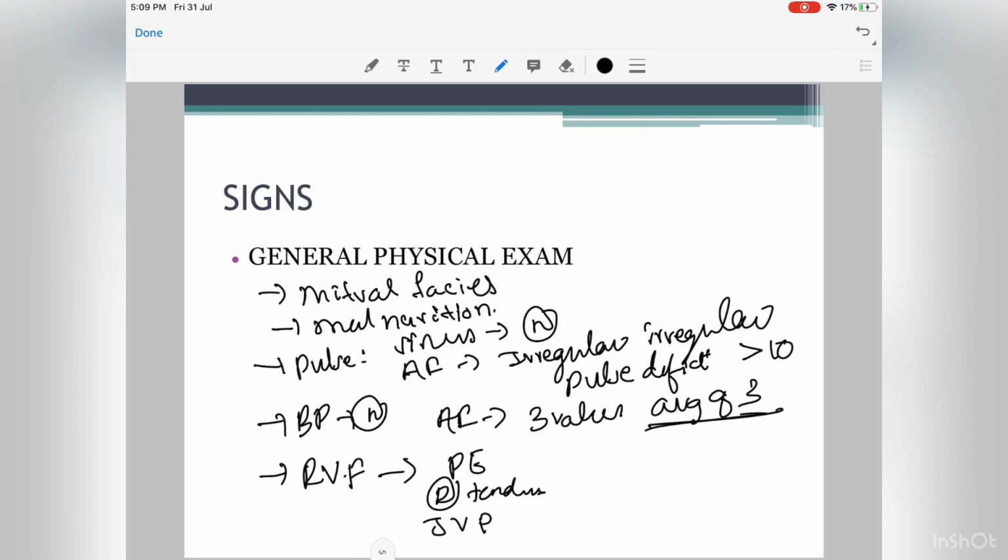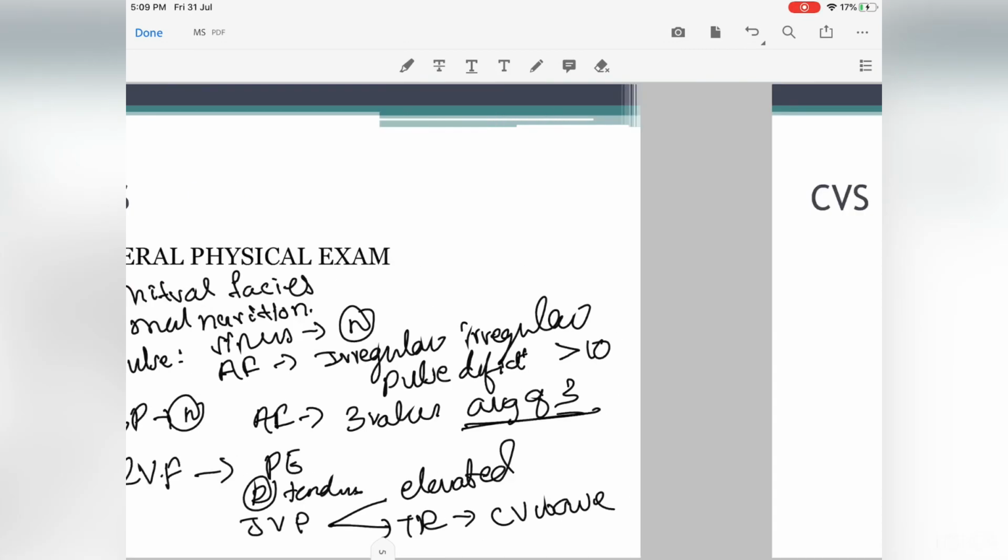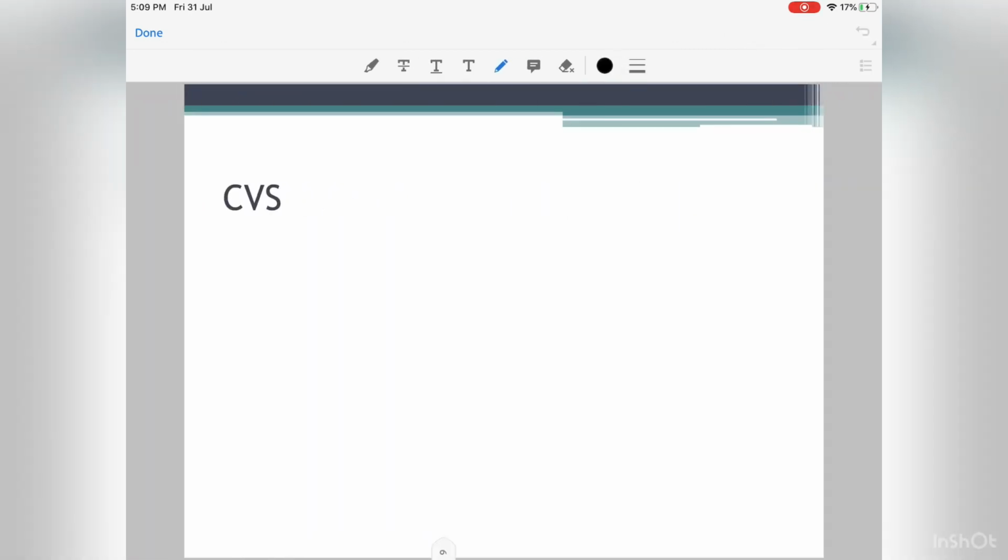In JVP, the JVP is elevated because of right ventricular failure. Other thing is that if there is associated TR, then you can see a CV wave on JVP. Now appreciating the CV wave is quite difficult. The only thing that is specific may be the elevated JVP. Now on CVS examination, on inspection, generally the precordium is normal.